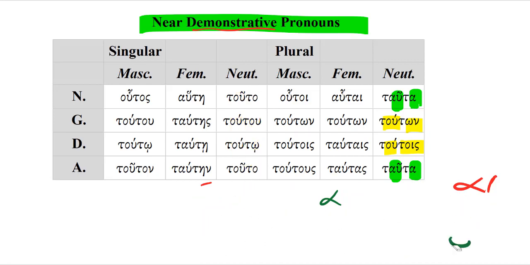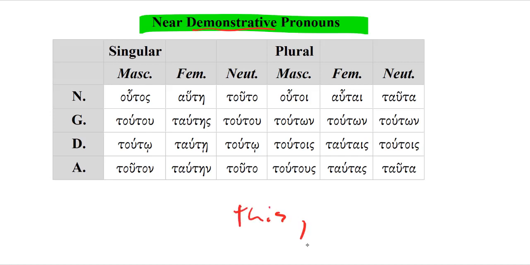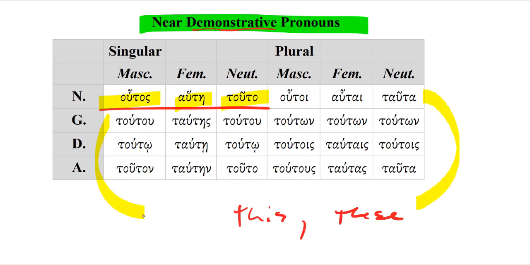So I wouldn't really, in my mind, I don't think it's necessary to be able to reproduce this chart perfectly. But I do think you need to know, if I say, what's the near demonstrative pronoun? You need to say, oh, that's the Greek words for this and these. And I say, give me the top three. I want you to be able to spit out hutas, haute, tuta. Also, if you run into these other forms, I want you to be able to recognize them.